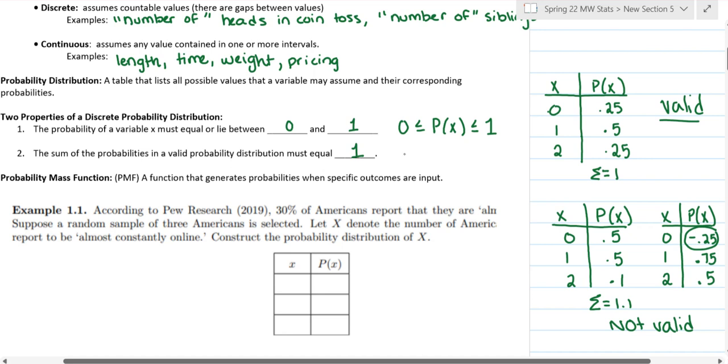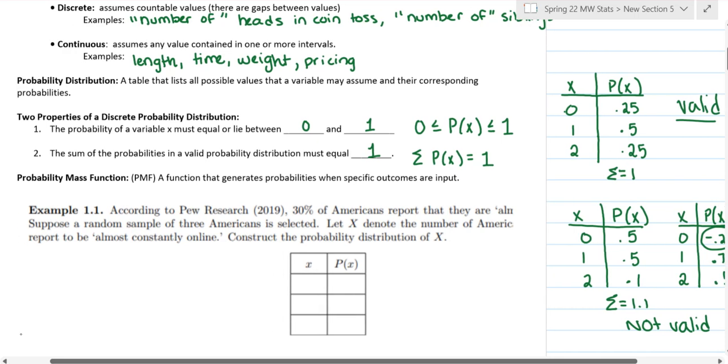And then for number 2 over here, the notation would just look like this: the sum of p of x equals 1. Both of those have to be true, not one or the other, in order for a probability distribution to be valid. And then a probability mass function is a function that generates probabilities when specific outcomes are input. That's just an algebra function that's going to give you specific probabilities.